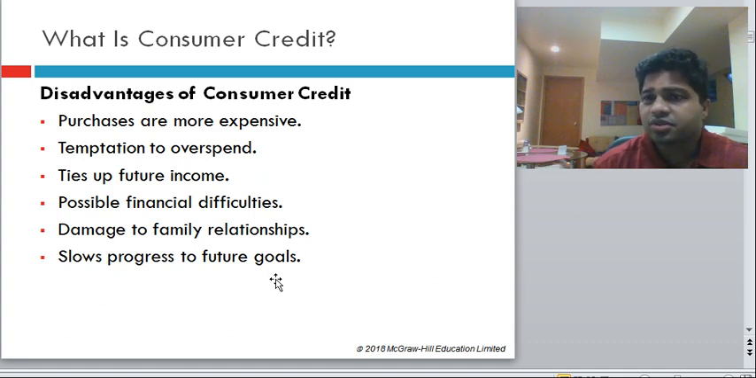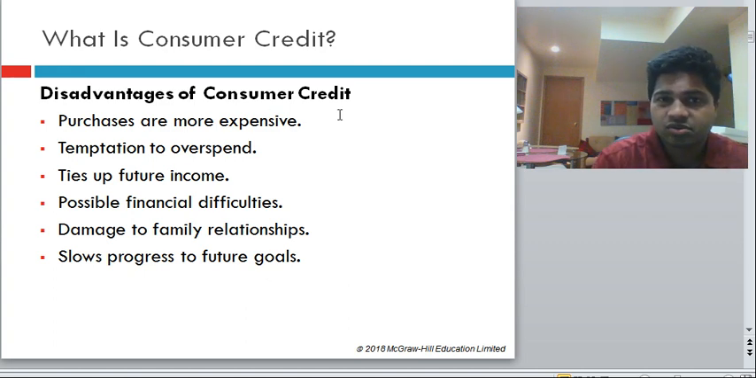If you don't use credit at all, that's also a problem, because when you take housing loans and all those things, you have to have the credit reports, you have to have your credit rating. A credit rating or credit report doesn't get built until you use credit. So it is important to use credit also, but you have to use credit very carefully.